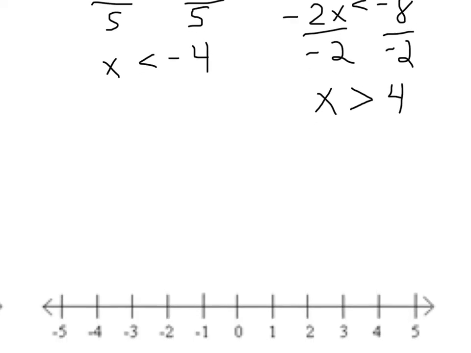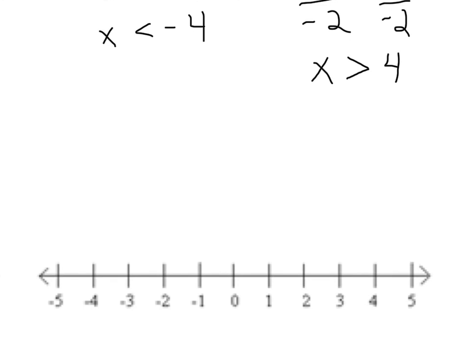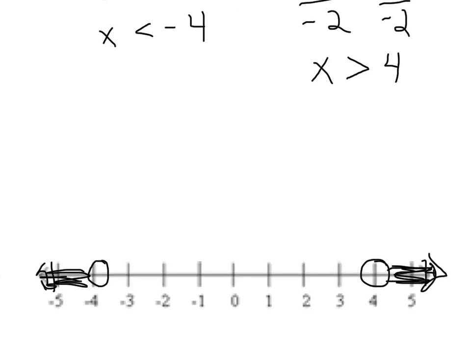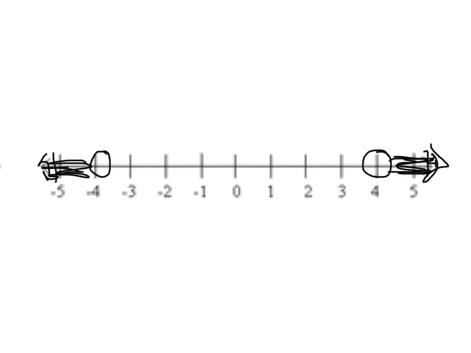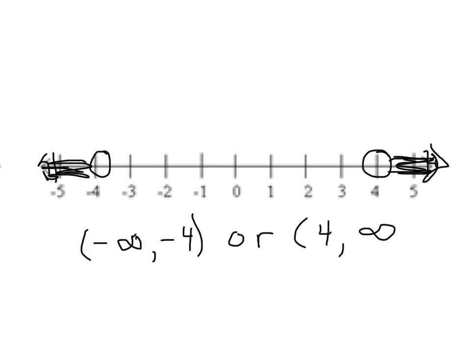This is an OR situation. It's a union. X is less than -4 to the left. X is greater than 4 to the right. So we have both ends of our number line. Interval notation, -∞ to -4, or 4 to +∞. And sometimes instead of or, you'll see a U for union.